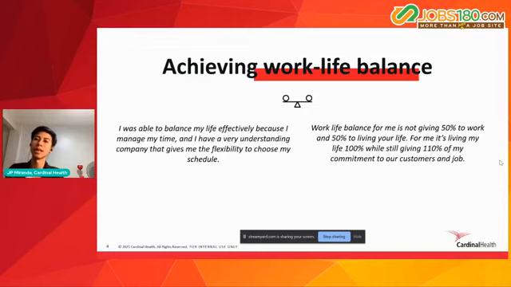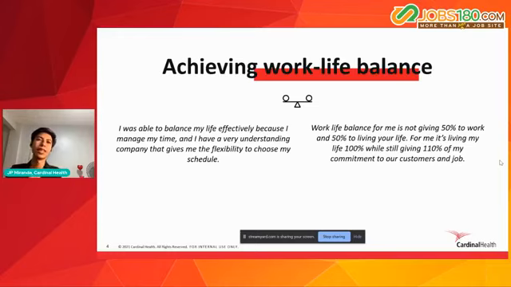I'd like to point out as well what work life balance means for me. As mentioned here in the PowerPoint presentation, work life balance is not giving 50% to work and 50% to living your life. For me, it's not considered a balance if I have to compromise something. So instead, what I want to give as the meaning to the work life balance statement is, for me, it's living my life at least 100%, while still giving 110% of my commitment to our customers and job.